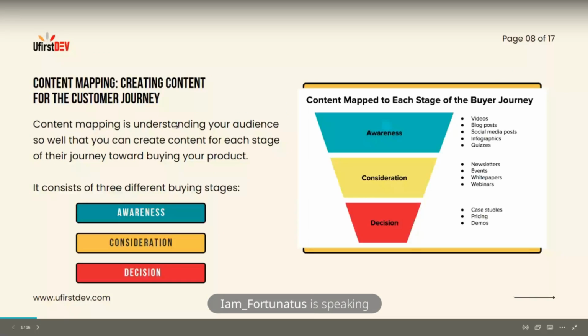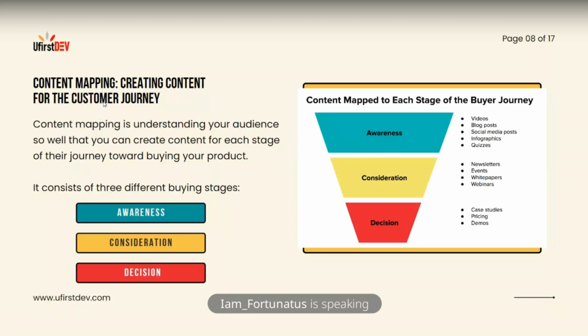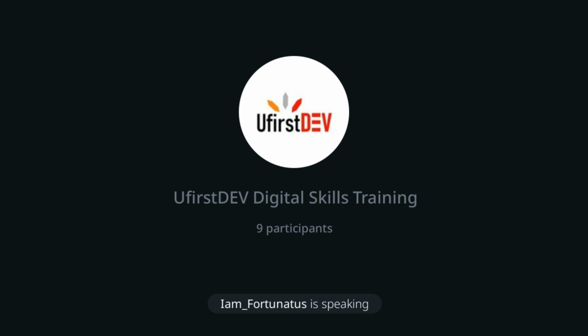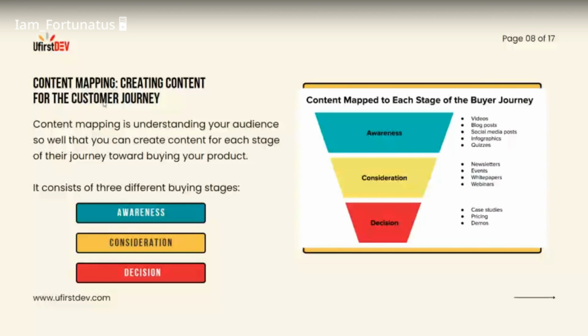Quick revision on what we did last week. Last week, sorry, on Monday we talked about content marketing, and we explained the history of content marketing. We discussed content mapping, which is understanding your audience so well that you can create content for each stage of their journey towards buying your product. The goal actually is to buy your product.